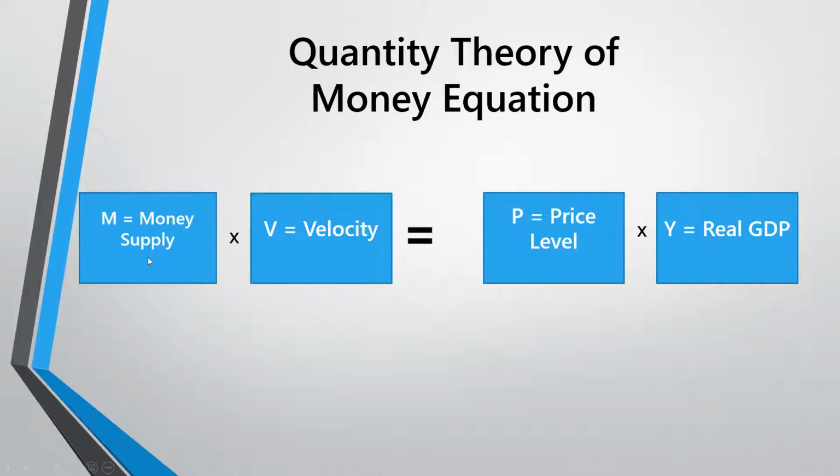Basically, the money supply, which is the total amount of money in circulation in an economy, is going to be multiplied by the velocity of money, which is the number of times money is exchanged in an economy, pardon me. And that's going to equal the price level, which is basically an average current price across goods and services, multiplied by real GDP, which is inflation adjusted GDP.